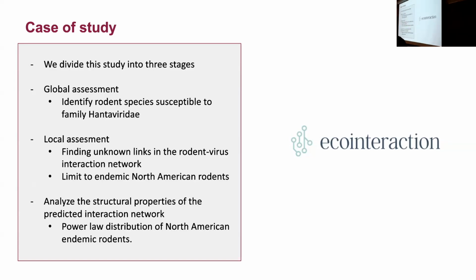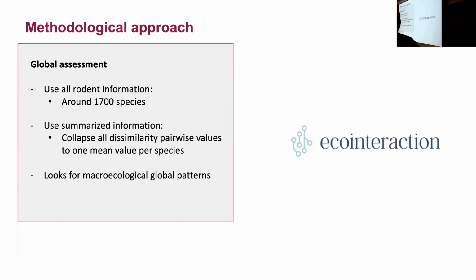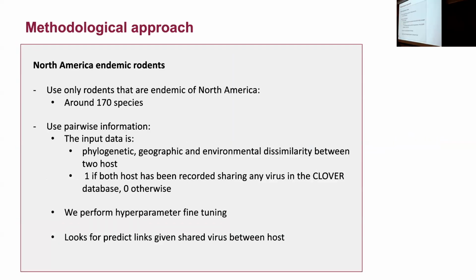And then try to see what happened to the power law distribution. I put this at the end because it's important, but it's not the main thing here. Okay, so the global assessment takes around 1,700 species of rodents. Then I collapse all the information in a risk map and see the patterns.